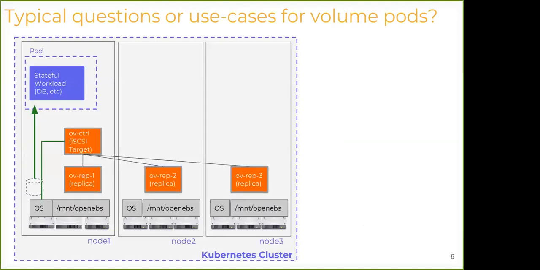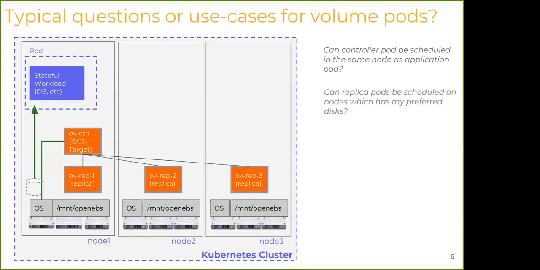Okay. So these are the typical questions or use cases for volume pods. This is again very relevant to the scheduling needs. If you look at the right-hand side, some of the questions that we see here for volume pods are: can the controller pod be scheduled on the same node as the application pod? Obviously, to avoid the network hops in between, right?